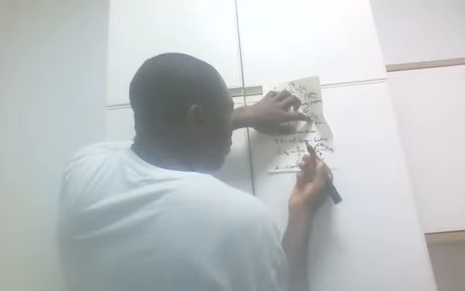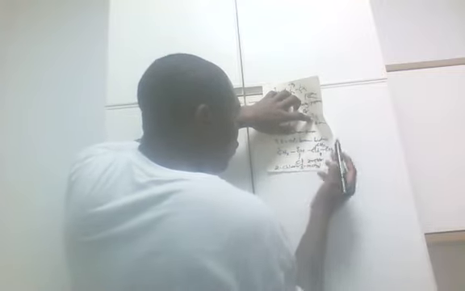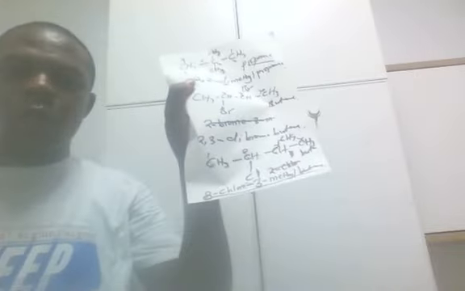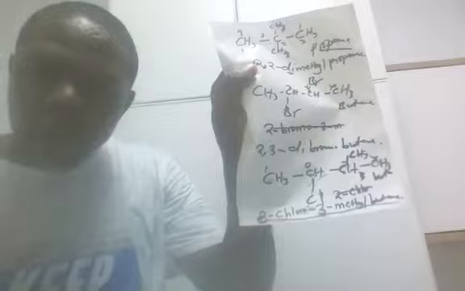Then the parent name. What is the longest chain? 1, 2, 3, 4. It's butane. The name is methyl butane, because the longest chain is butane. 2 chloro, 3 methyl butane. Why these two numbers? Because chlorine is on carbon number 2, chloro. What about this 3? 3 because methyl is on carbon number 3. The parent name is butane. Then you get your name.